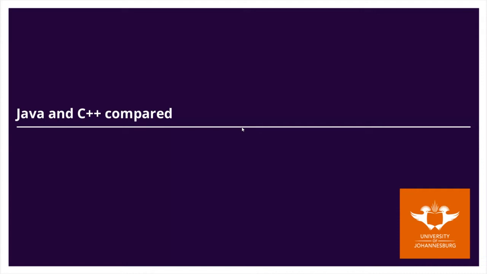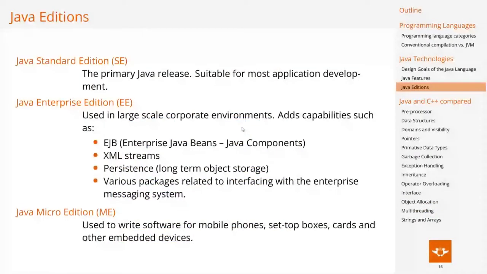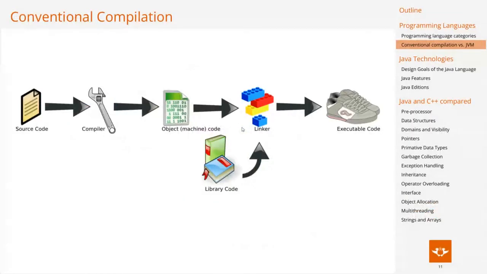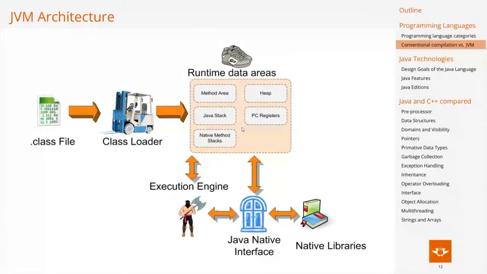So last we left off, we had a look at Java as a language. We looked at the way conventional compilation worked. You had source code, which was then compiled into machine code, linked, gave it an executable. And then yesterday in the practical session, we had a look at how Java does things a little bit differently. You compile things into class files, which is bytecode, and bytecode runs on the Java virtual machine.